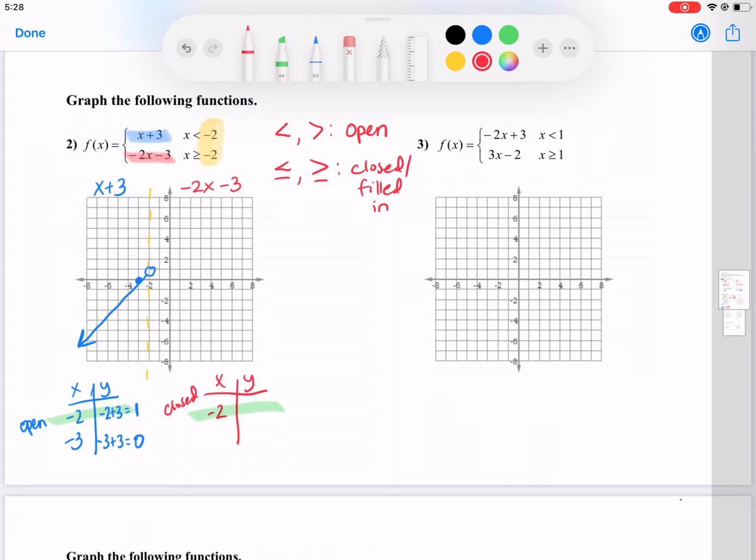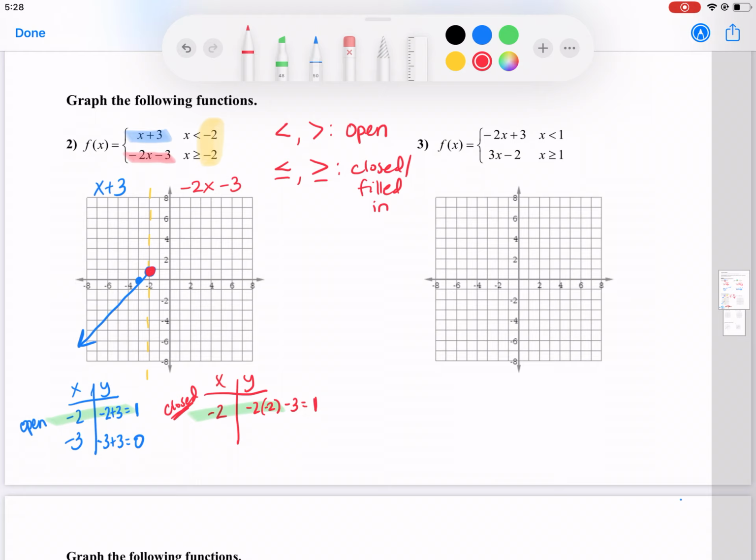We've got -2. I'm going to plug that in. So we've got -2 times -2. Should have put that in there. Minus 3. That's 4 minus 3, or 1. So we have -2, 1. So we're going to go left 2, up 1. Now this one's supposed to be closed, but there's already an open circle there. That just means you fill it in. So there shouldn't be any open circle anymore.